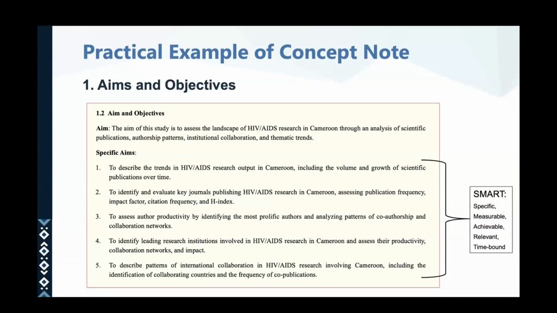We also want to assess the author productivity by looking at the best authors that have contributed to HIV/AIDS research in Cameroon, analyzing co-authorship patterns and collaborative networks among our co-authors. We also want to identify the leading research institutions in HIV research in Cameroon, look at their productivity, collaboration networks, and the impact. And lastly, to describe the patterns of international collaborations, how Cameroonian researchers and our colleagues outside Cameroon collaborate, identify the countries that we collaborate the most with, and the kind of publications that we participate in together.